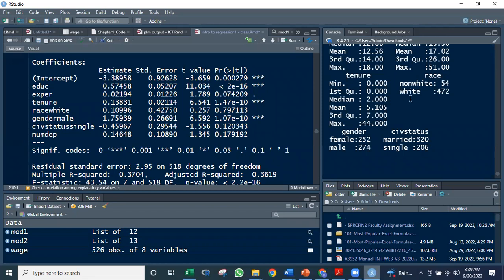Nung una natin ginawa sa summary, hindi naman binigay ito, di ba? Binigay lang yung count ni race, yung count ni gender, yung count ni civil status. But because we converted this into factors, okay, in-identify ni R yung levels ng factors. Si non-white 54, si white 472. Si gender 252 female, si male 274. Si civil status 320 married and 206 single respectively.